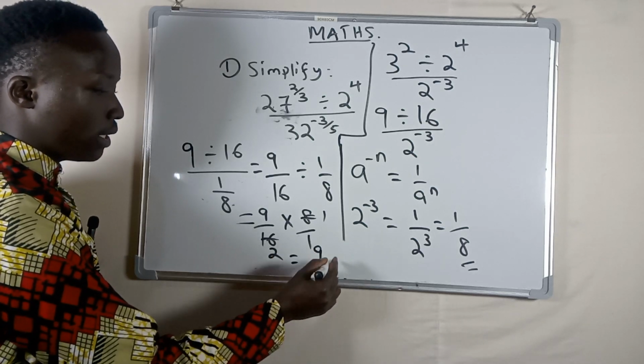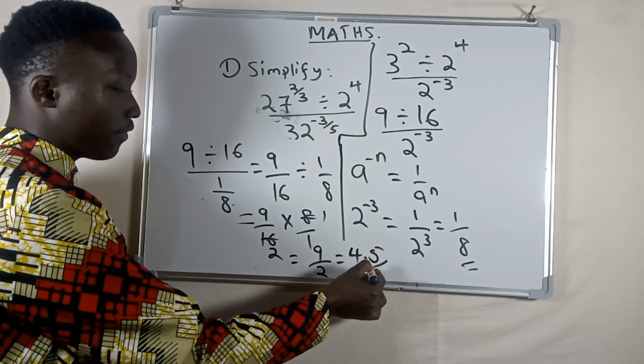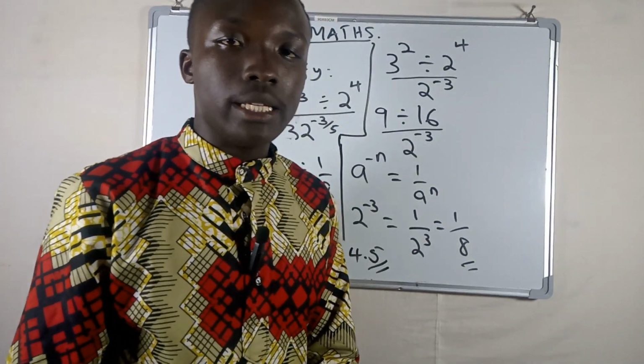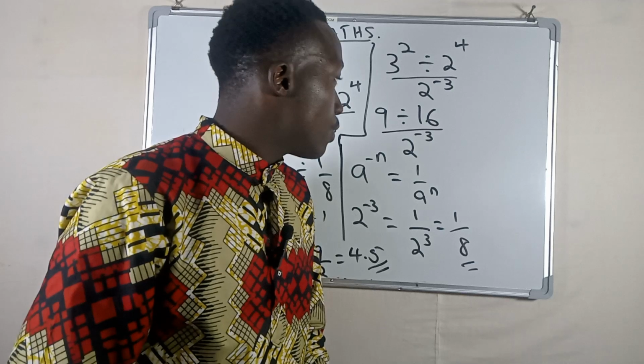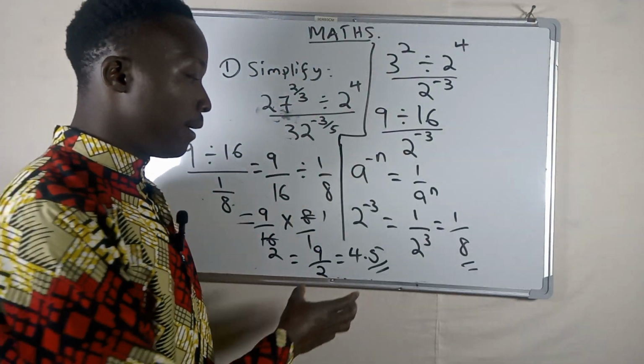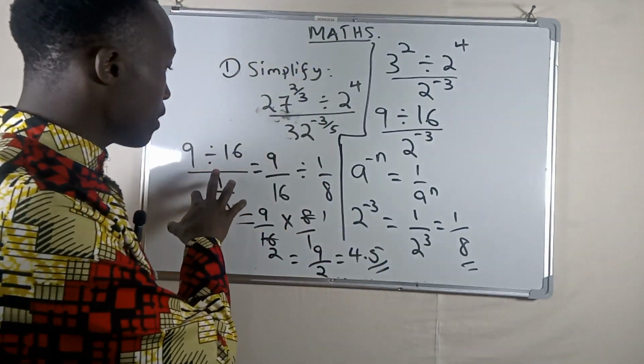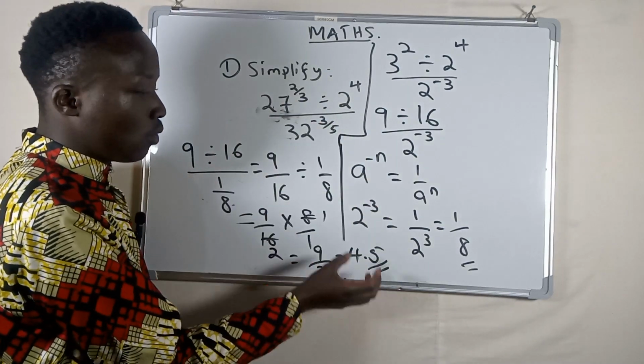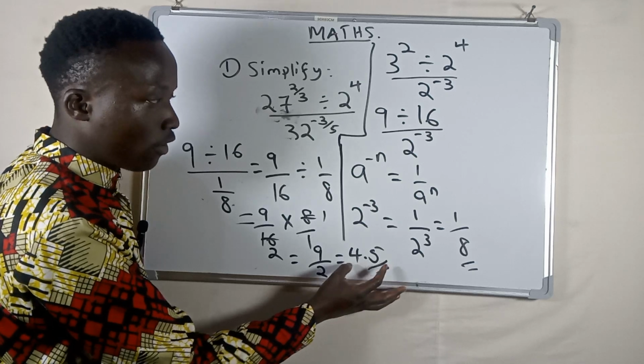And 9 over 2 is the same as 4.5. So we have already reached the conclusion, and our answer is equal to 4.5. So generally, that is how we apply these rules of indices. By applying that rule, we are going to find our answer as 4.5.